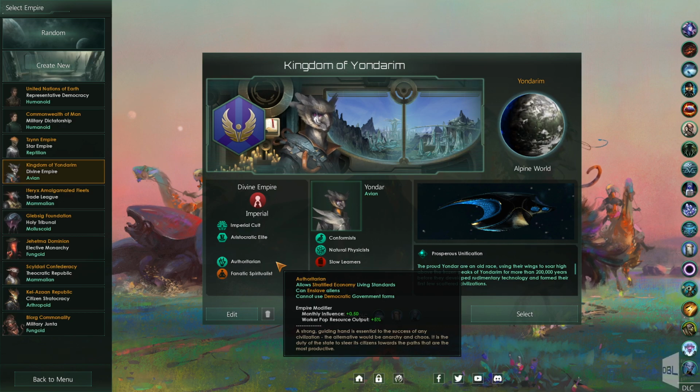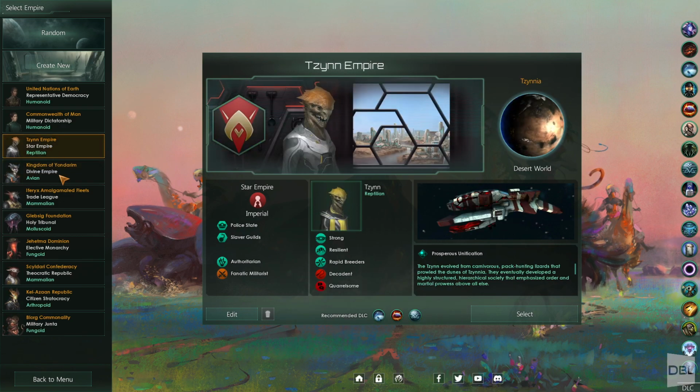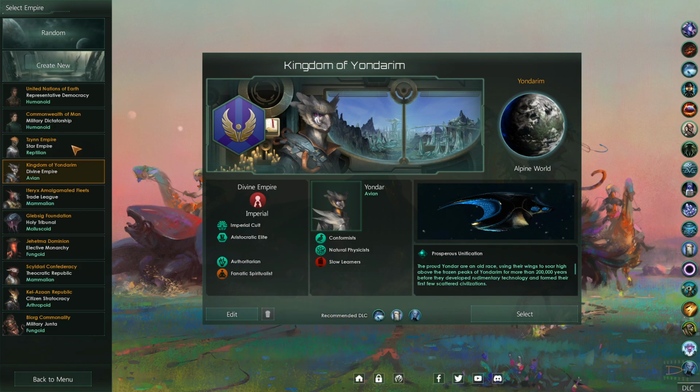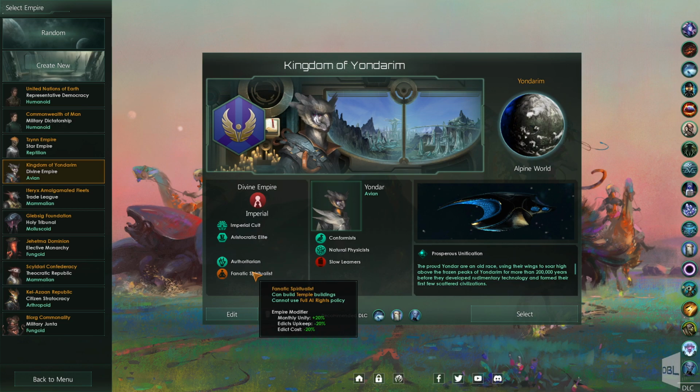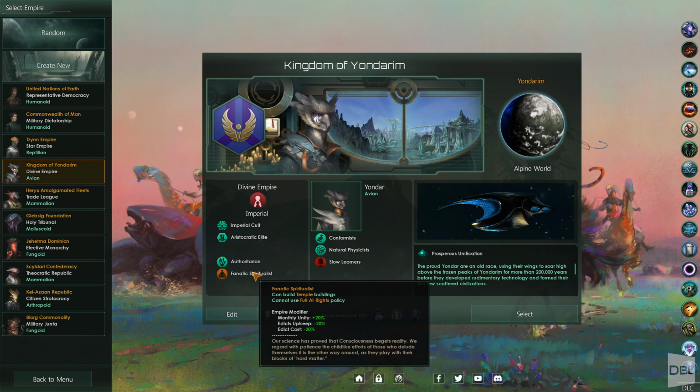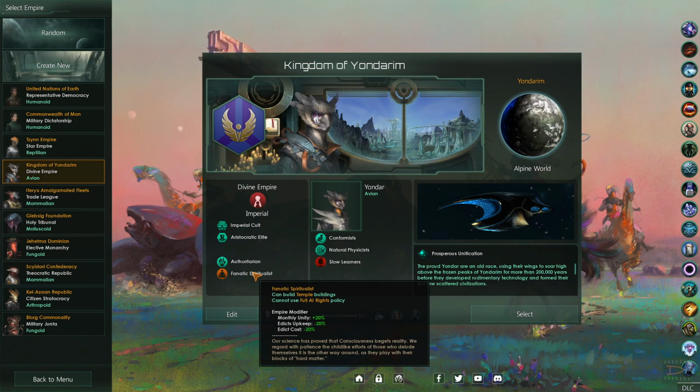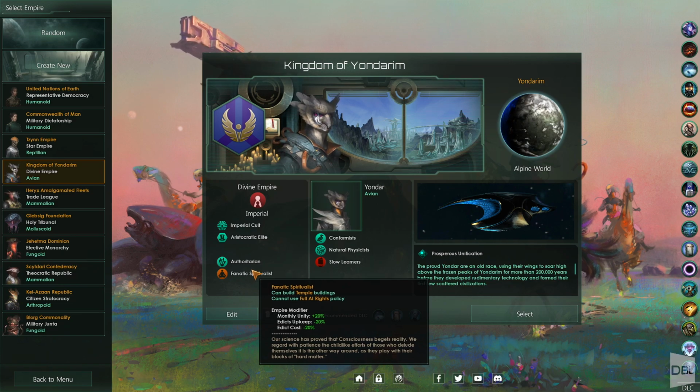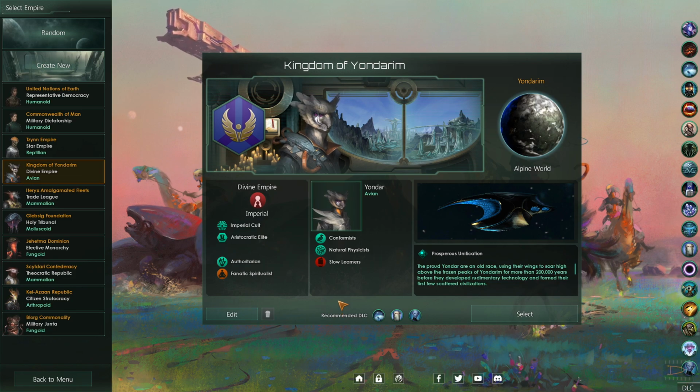Allows stratified economy living standards. Did we read this already? Yeah, we already read that. I'm not going to reread it if I already read it. Phonetic spiritualist. Yeah, it is PSO. I'm not sure if there really is anything else other than the PSO. Fanatic spiritualist can build temple buildings, cannot use full AI rights policy. Grab another sip of my drink here. Wow, it's been a while since I dropped frames. I've actually dropped frames tonight.